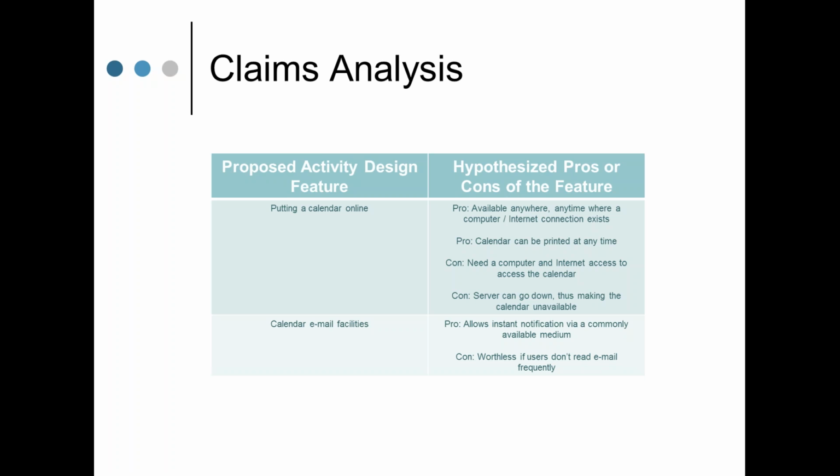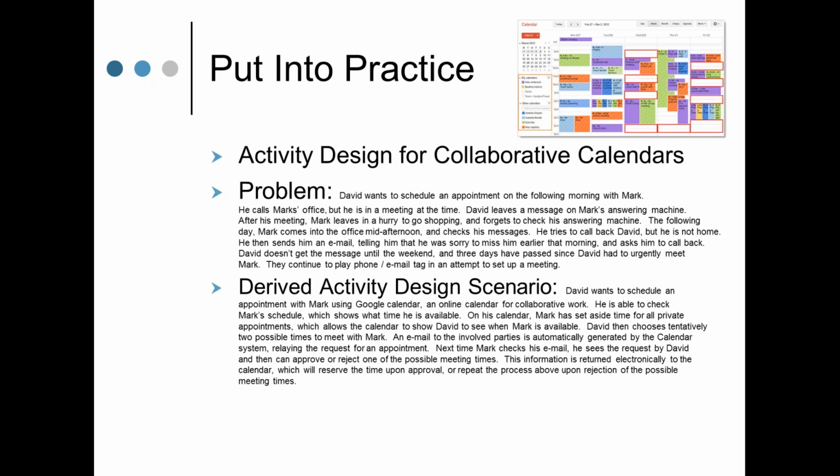So if we go back to our scenario, our derived activity design scenario, David goes online, accesses Mark's online calendar, and can see all the dates and times that he's available. He then can propose 2 possible times to meet with Mark. An email is generated and it's sent to all parties that are involved, so to Mark and David. And the next time Mark checks his email, he sees the request. But a problem could be that maybe Mark only checks his email once a week. Or maybe Mark never checks his email. Then he's never going to get this request. So that's a problem.